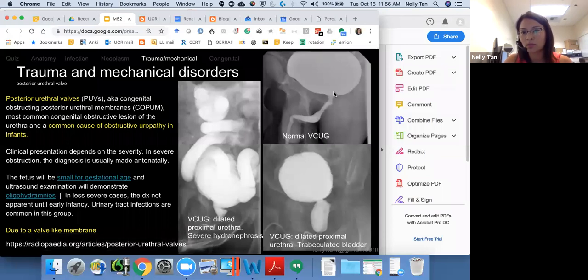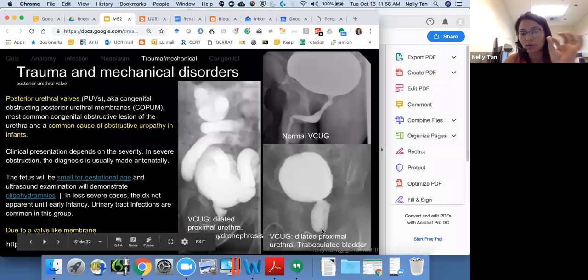The posterior urethra should be patent like this when the patient voids. But in this case, they're voiding, but there's a membrane that's causing an obstruction. So they go in and just ablate it with laser ablation to get rid of that membrane and reestablish the opening. In severe cases, they can get very severe reflux, which is what we see here.